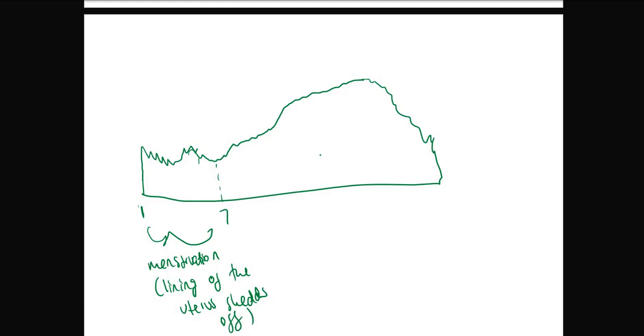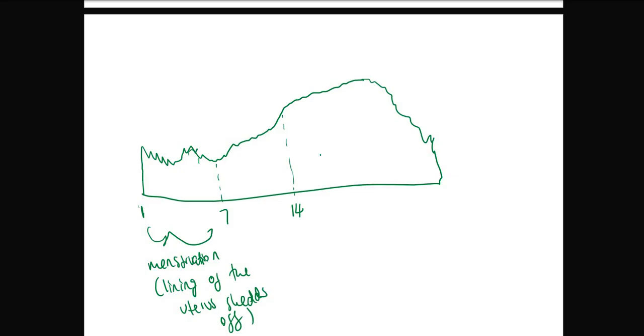coming out as blood, and then from day 7 until day 14, or when you are done menstruating, the lining starts to become larger. Why is the lining starting to become thicker? Well, this is because now the egg is being made ready.